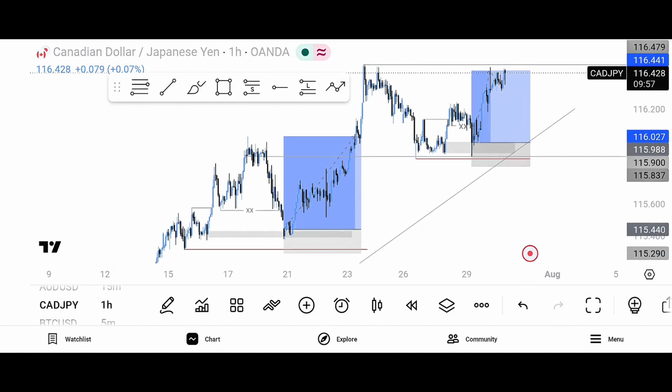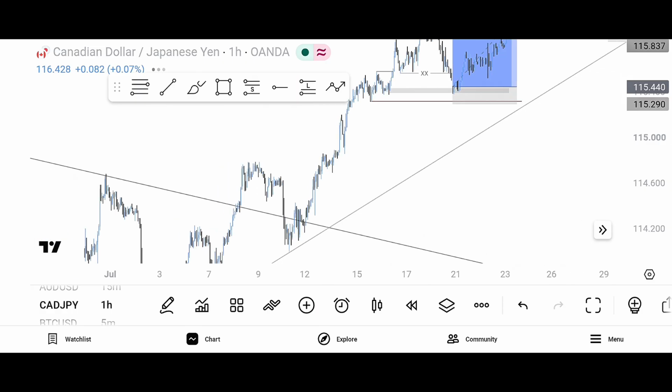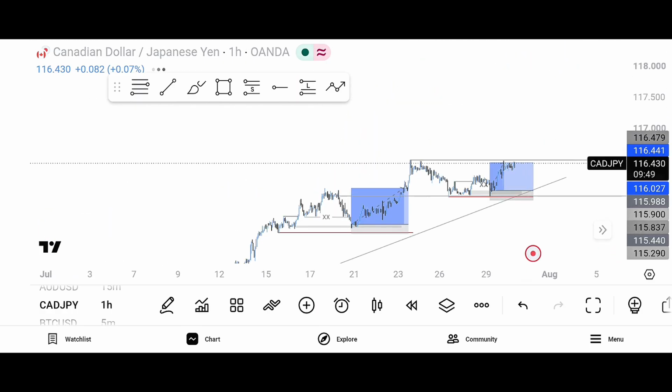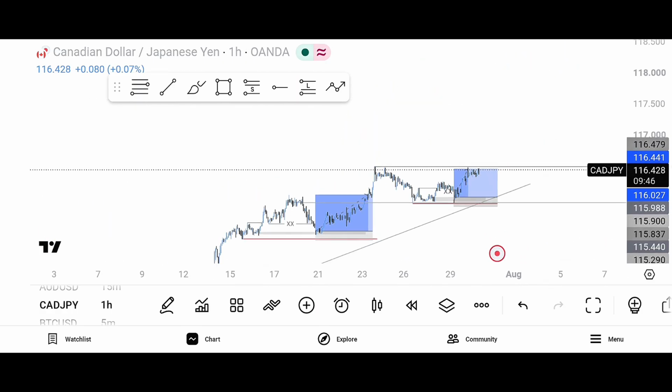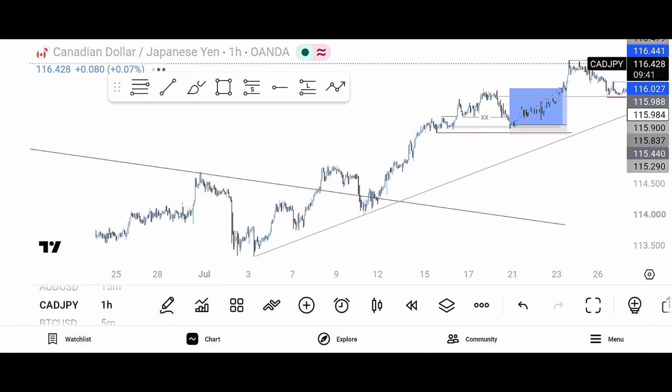Today I'm going to teach you guys a simple concept: exactly how you can know the direction of the market. As you can see here, I was able to catch these few trades just knowing the direction of the market and using my strategy, because I use SMC to trade.